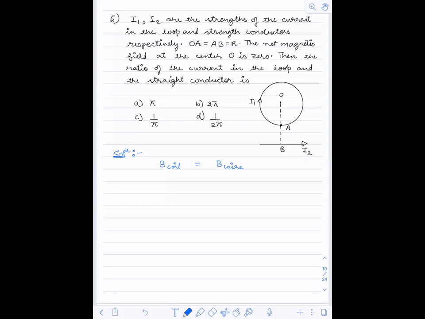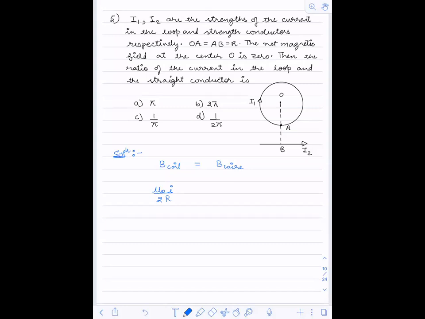Now, due to the coil, what will I write? Mu naught I by 2 into capital R. This is what you are going to write. Is there any doubt in this, that the magnetic field value due to the coil, you will write it like this?